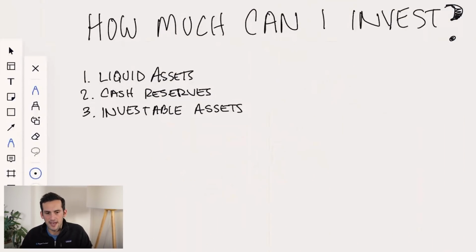Okay, so we're going to turn to my handy virtual whiteboard and talk about how much you can invest. And this is a three-step process. The first is calculating your liquid assets. The second is how much cash reserves do you need in case of an emergency? And then the last is your investable assets, which is super easy once you have steps 1 and 2. So step 1 is your liquid assets.